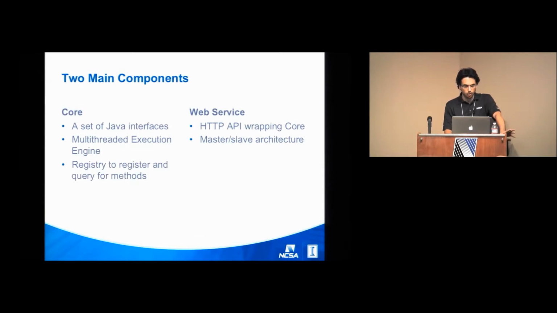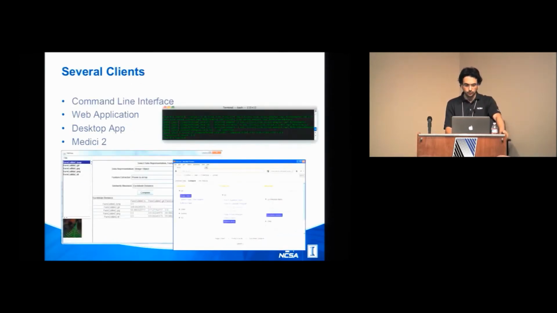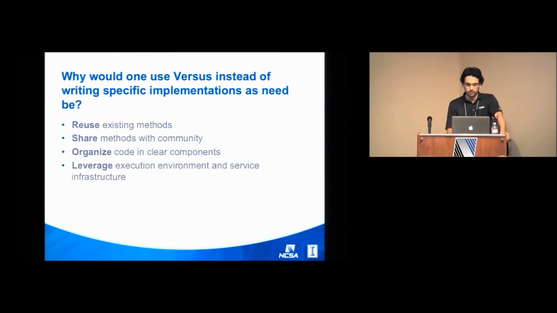So two main components, a core set of Java interfaces, multi-threaded execution engines. Some of this stuff is a little technical, but basically the idea is you can embed this in Java code and build other tools on top of it, or you can write your tools against the web service. We're doing a little bit of both in Brown Dog. There's several clients that we've built over the years, just to give you some examples, but all of them really either just talk to the RESTful interface or embed this Java engine inside the client. And again, I'll talk about some examples in a little bit, which will make it a little more relevant.